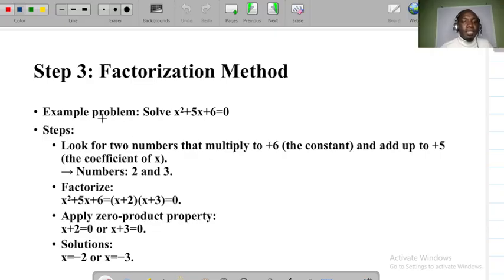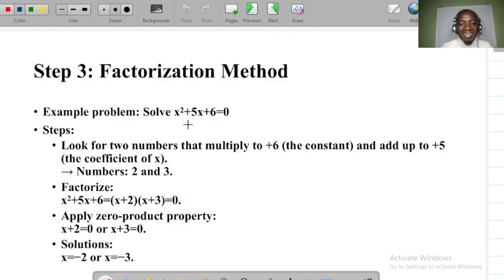We have example problem 1. Solve x squared plus 5x plus 6 is equal to 0. Now, when you are given a question, the first thing to do is to check, is it really a quadratic problem? So can you tell me now, based on this problem, is it a quadratic, and why do you say yes, it's a quadratic? If it is yes, why? If it is no, why?